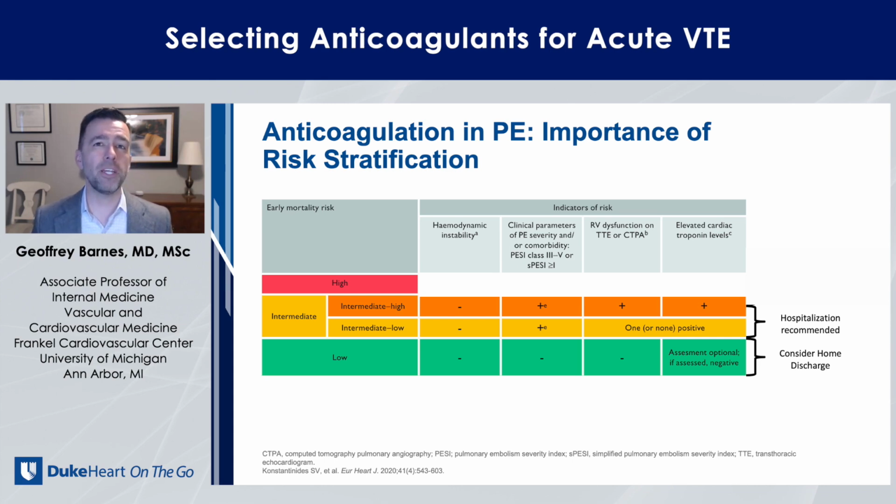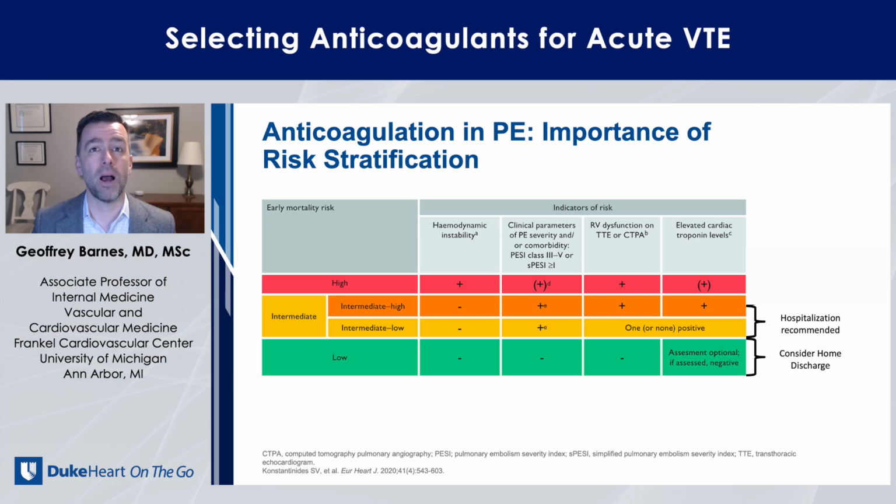Now, there are a few patients who are at very high risk of complications. These are patients who are usually hemodynamically unstable, usually with cardiogenic shock. Now, they'll also have evidence of right ventricular dysfunction on lab and imaging, and these are our patients in whom we'll consider an advanced therapy like thrombolysis or thrombectomy. So for these patients, unfractionated heparin may be a good choice.